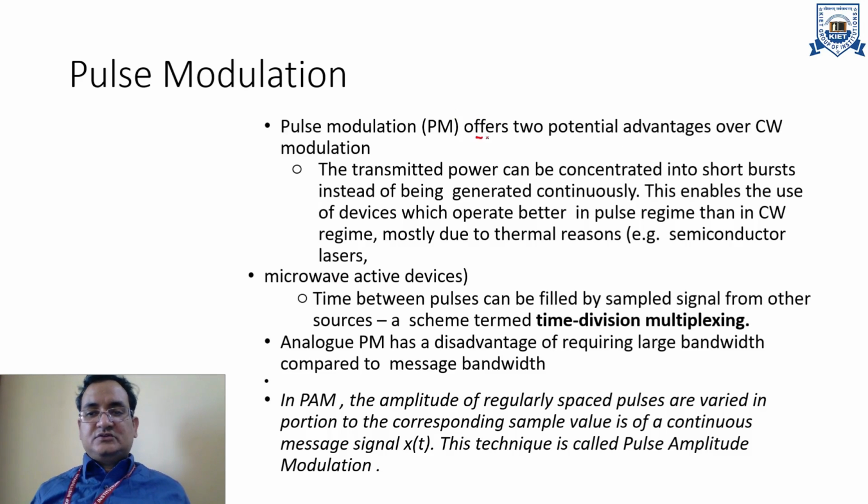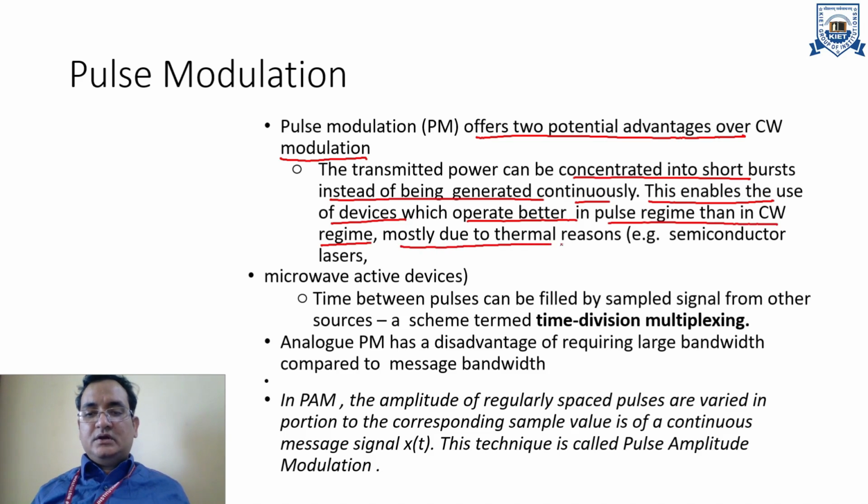Pulse modulation offers two potential advantages over continuous wave modulation. The transmitted power can be concentrated into short bursts instead of being generated continuously. This enables the use of devices which operate better in pulse regime than in continuous wave regime, mostly due to thermal reasons, for example, semiconductor lasers and microwave active devices. The second point is that the time between pulses can be filled by sampled signals from other sources. This is a very important advantage of pulse modulation, so it is directly applicable to time division multiplexing.